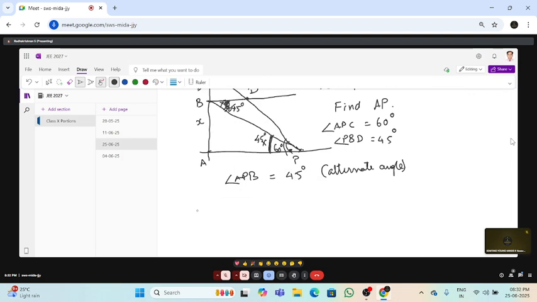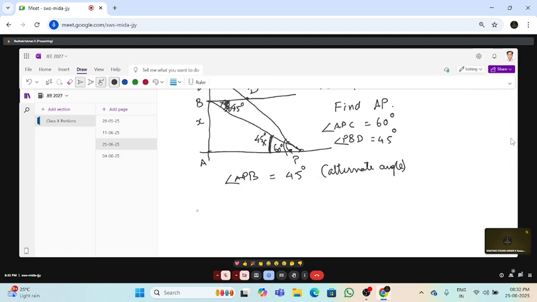Tan 45 is X by Y. And what is the value of tan 45 degree? 1, sir. That means we immediately get X equal to Y. So your equation tells us X by Y equal to 1. That means X equal to Y. That is based on the tan 45, we got one thing.